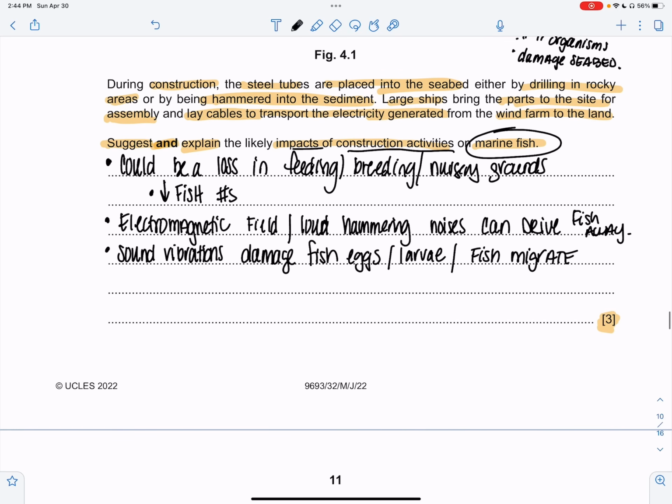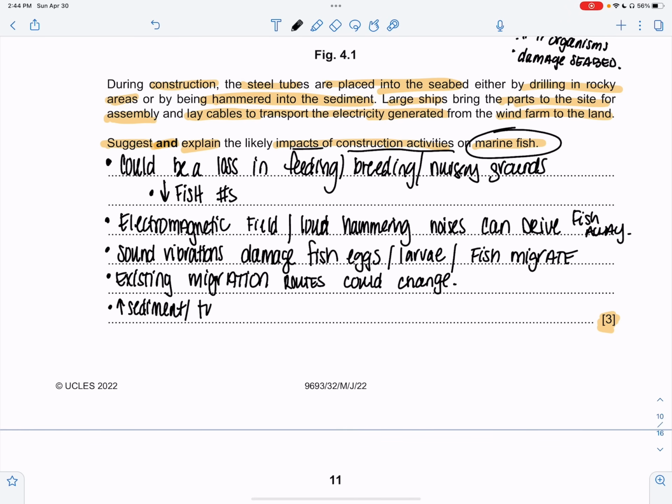In general, existing migration routes could change. So separately from fish just leaving, or they can migrate away, if there already is an existing migration season going through that area, that could change. And then we have high sediment, or the turbidity.